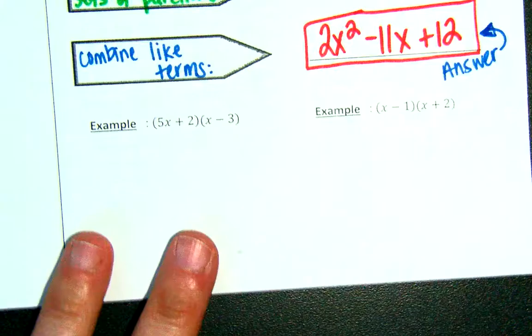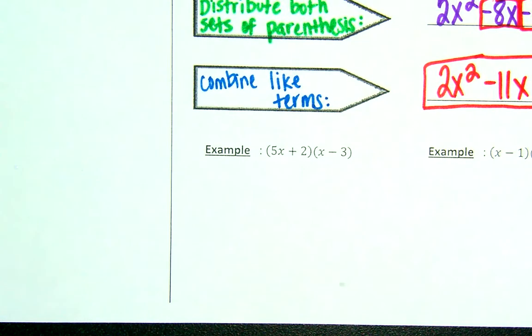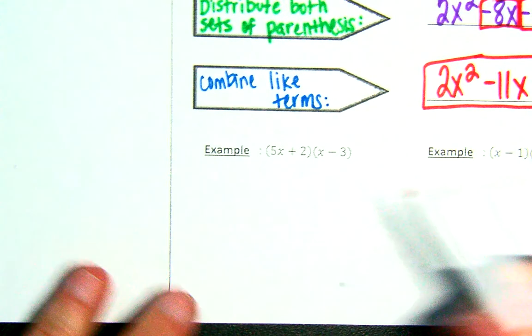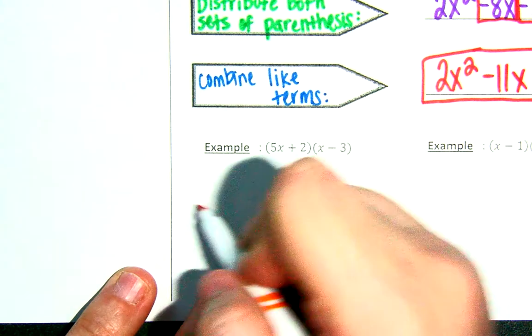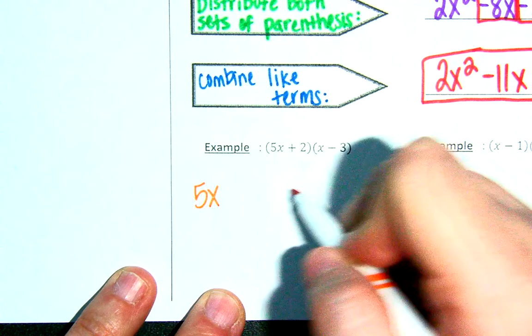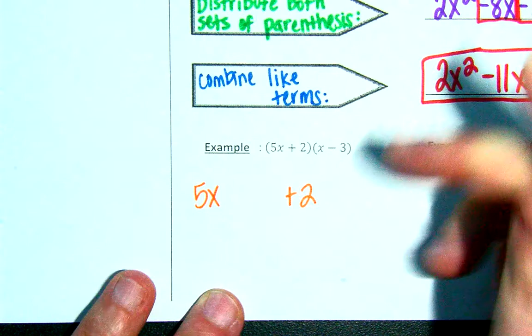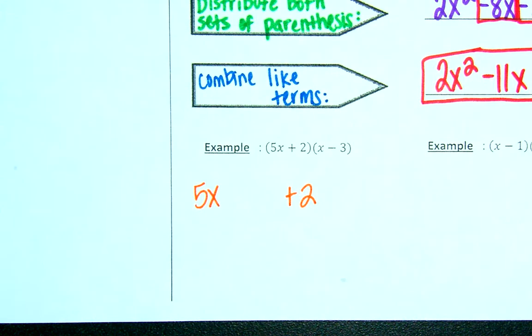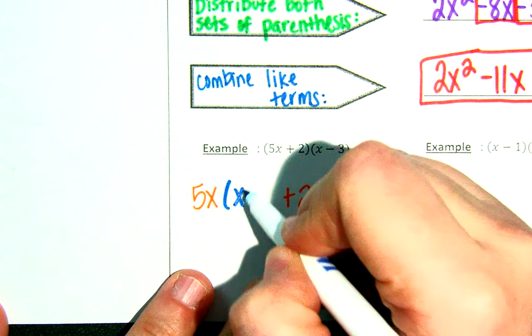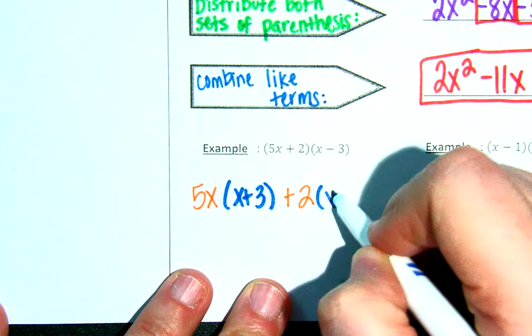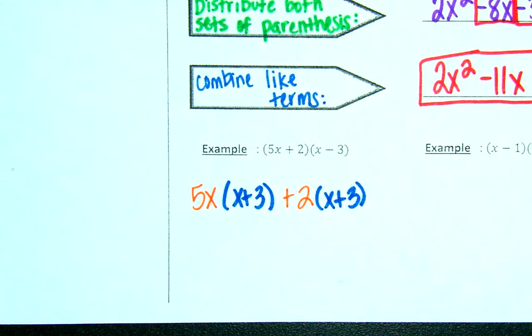Okay, so now let's look at the next example. We have 5x plus 2 and x minus 3. So our first step says to separate the first binomial. So we're going to separate it, 5x and plus 2, and put it with the second binomial. So my second binomial is x plus 3, x plus 3. Okay, and it's minus 3.